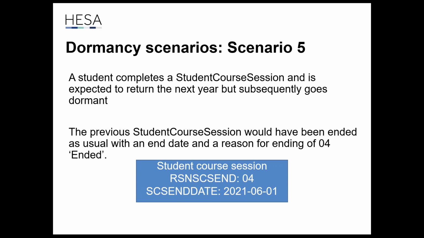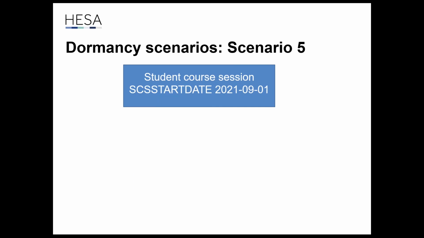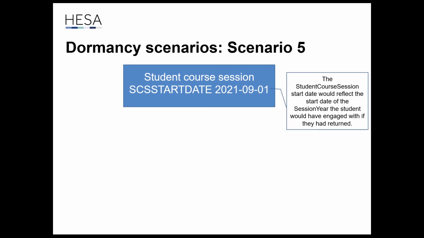So what they've returned then, they'd have to return a new student course session. We need them to record the student's move to dormant. It can have the start date at the point at which the student was expected to return. So that might be the start date of the associated session year, if they have a session year. If not, it would be a year after the start of the previous student course session.